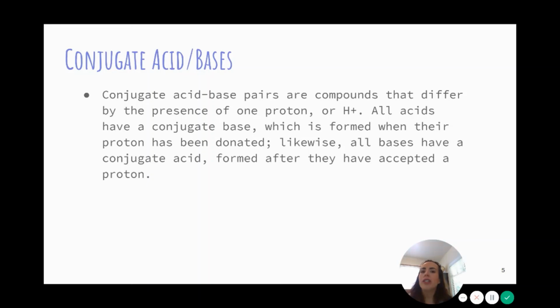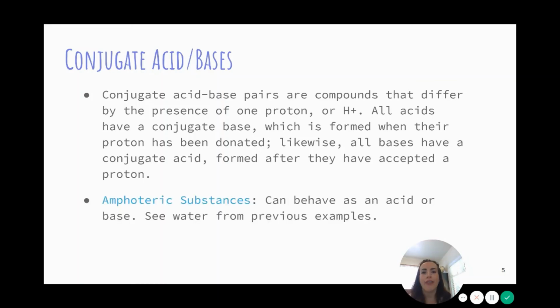Now, if you go back to the example that we looked at, we saw that we had water. And water was actually reacting with both the acid and the base in two different reactions. And you might have noticed that water was acting differently in each example. And that's actually really important because water is something that is called amphoteric. An amphoteric substance is a substance that can behave as an acid or a base. And it really just depends on what it's reacting with. So let's go back to the example that we just looked at on the previous page and use these key terms to explain what we just saw.